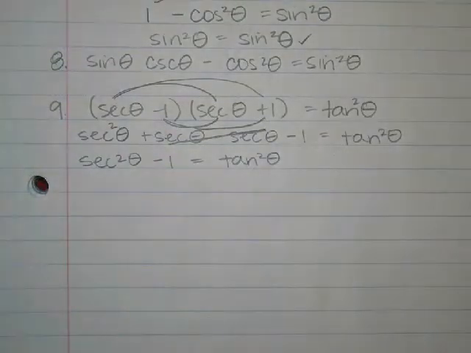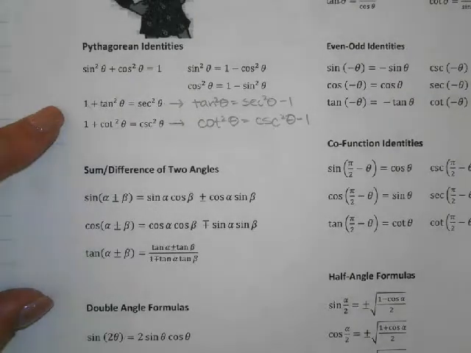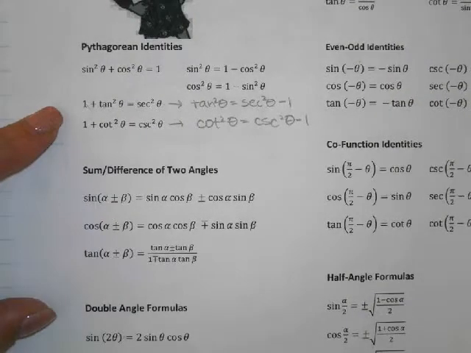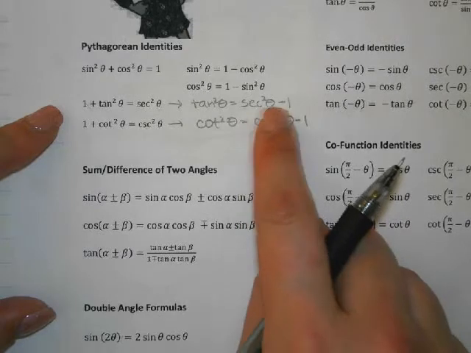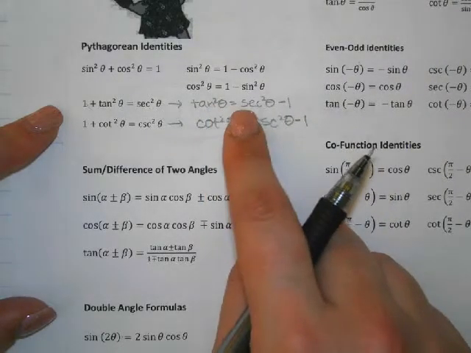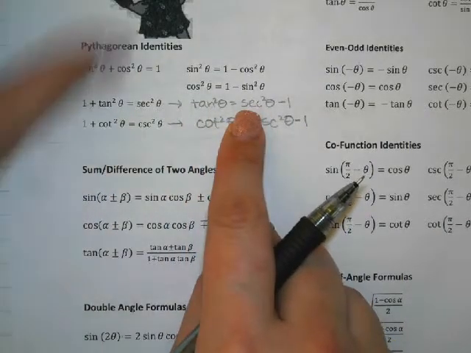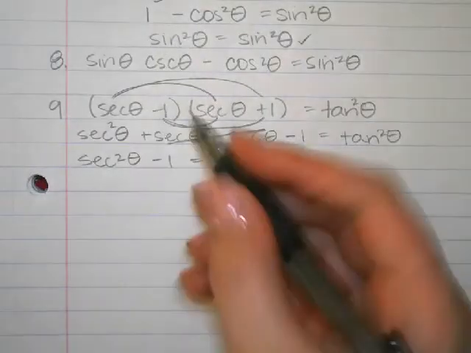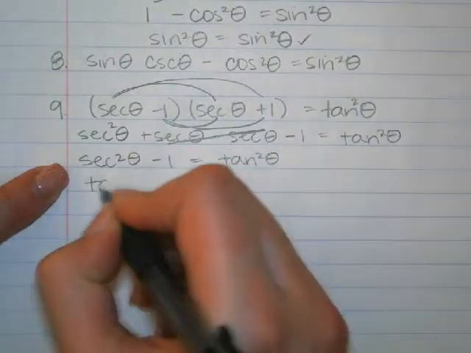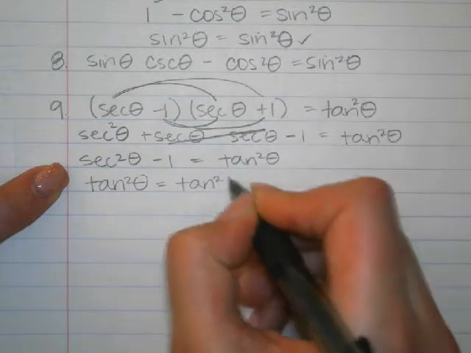And then we're thinking about our Pythagorean identities because we see lots of squareds. And we know that secant squared minus 1 is tan squared. It's just an alternate form, right? So this is the original identity. It's just another form of the same thing. So I can take the secant squared minus 1 and I can replace it with tan squared. And I can see that I completed that proof.